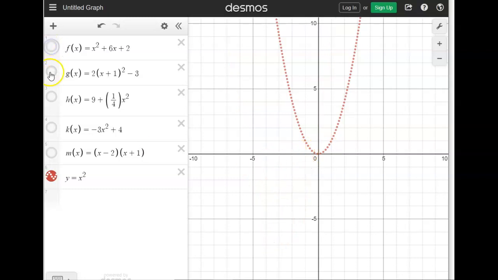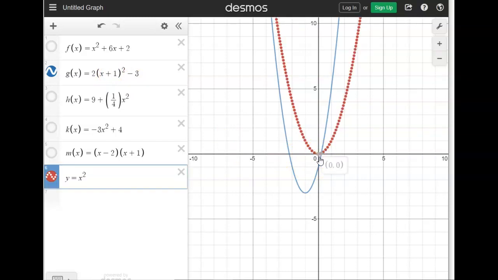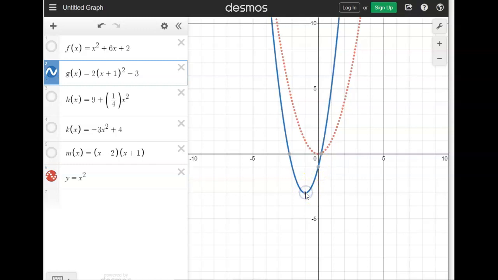Okay, now let's look at the next one. g of x, that one is still opening up, and it was shifted 3 units down and 1 unit to the left. You could see that from the vertex: instead of being at the origin at (0, 0), we have this one here at (-1, -3). Also, because of the 2 here, it's doing a vertical stretch.